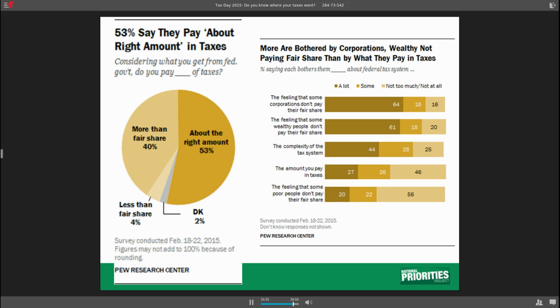Similarly, a vast majority of Americans feel that some wealthy people don't pay their fair share of taxes. And looking at who benefits from our tax code and the tax breaks that are in that tax code, that also probably makes a lot of sense. Interestingly, when you look at who is bothered by the amount that they personally pay in taxes, the fourth item down in the bars on the right, that's about half and half. People who are bothered a lot or some by the amount that they personally pay. But there is a lot of agreement among Americans that corporations and the wealthy don't pay their fair share.